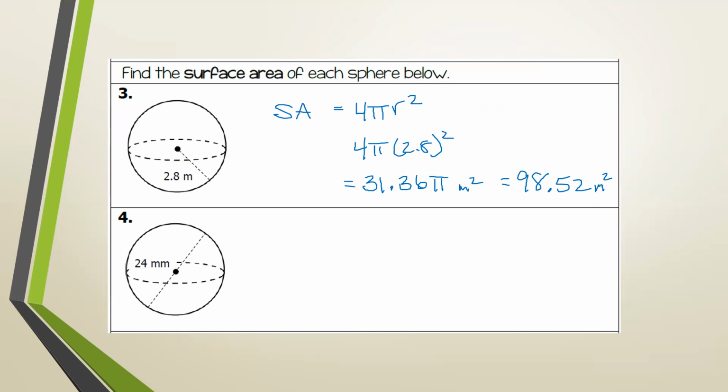Okay. So if the directions say to leave your answer in terms of pi, that means just bring pi along, don't actually multiply by it. Your answer will have a pi in it.